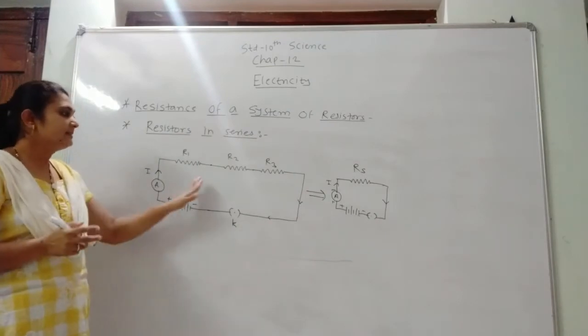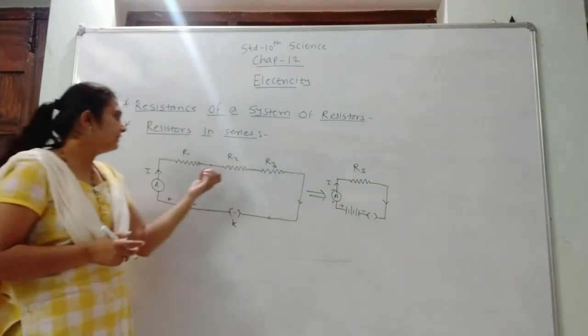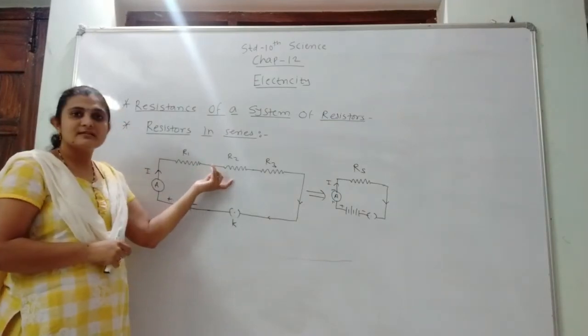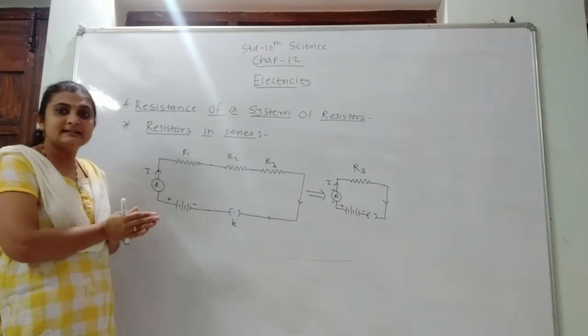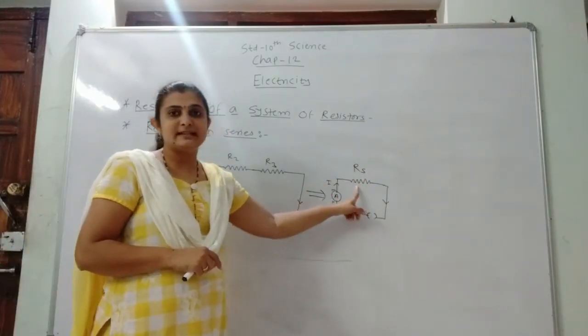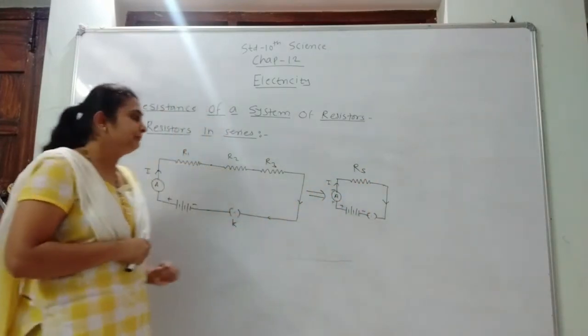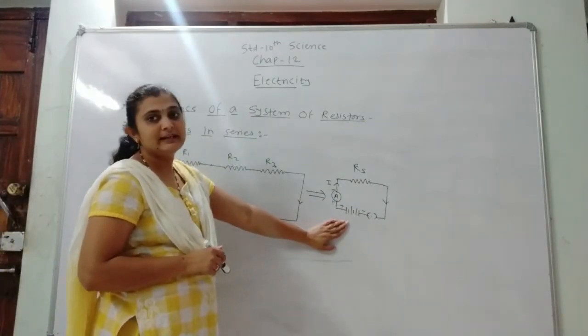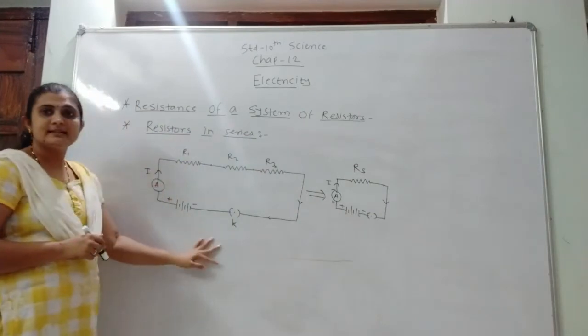Let us see these two circuits. Here we have used 3 resistors. In place of 3, there could be 100 resistors also. Then in place of 100 resistors we have to put only one resistor. Then what is the value of this resistor? We have to calculate now. This is called the equivalent circuit for this circuit.